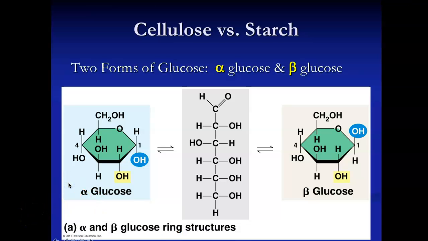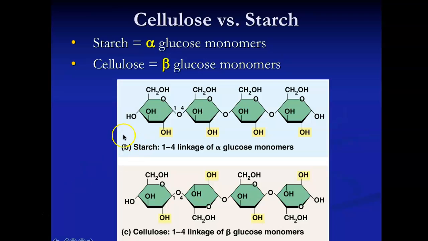And so why does this matter? Well, because of the position, the spatial orientation of those hydroxyl groups, alpha glucose monomers are going to bond together differently than beta glucose monomers will. And so because of the different bonding that occurs between them, starch is either going to be able to form a little helix, or it's going to form branches. And then cellulose is going to form sheets.